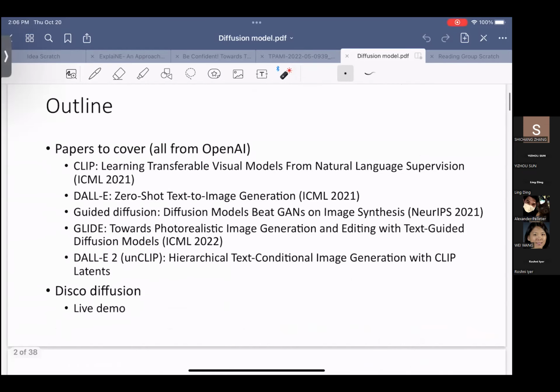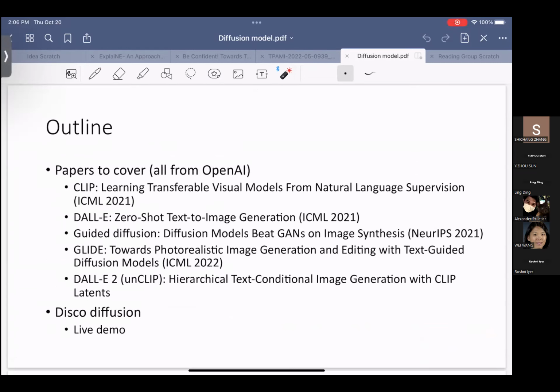And the outline will be like this. I will first go over these 5 papers, all from OpenAI. It looks like a lot, but don't worry, there's not too much to cover. The last 3 here, starting from guided diffusion and then GLIDE and DALL-E 2, are more closely related to what we have been talking about. In other words, they use the diffusion model.